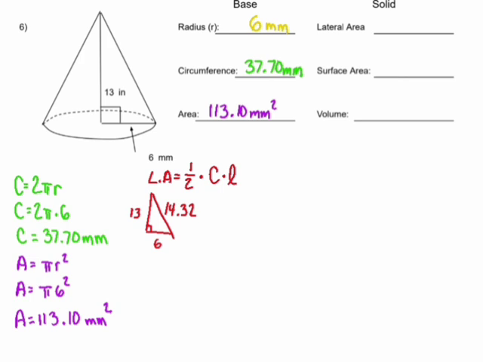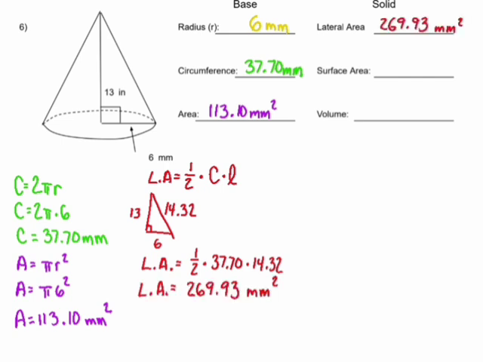We'll use a squared plus b squared equals c squared, which is 14.32. Then we plug in the numbers we know. 1/2 times the circumference, which was 37.70, times the slant height, which is 14.32. And we get 269.93 millimeters squared. To find the surface area, we need to find the base and the lateral area, both of which we already figured out.